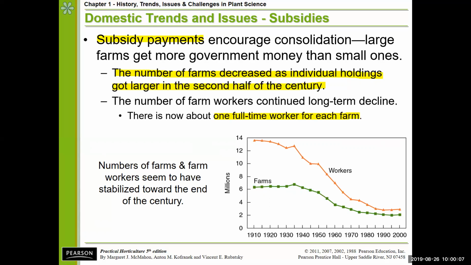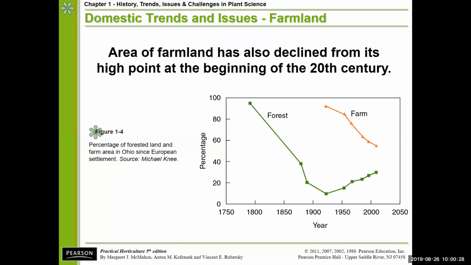So the number of farms decreased, the size of the farms gets larger, and the number of workers greatly decreased. The average now is about one full-time worker for each farm. However, there are, in some cases, many part-time workers. Another overall trend is the area of farmland declining.